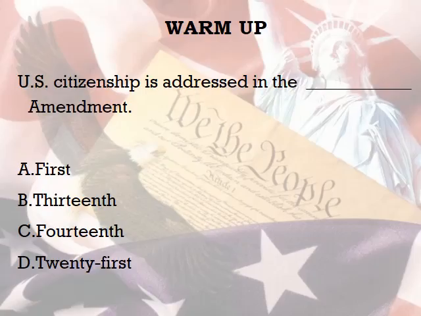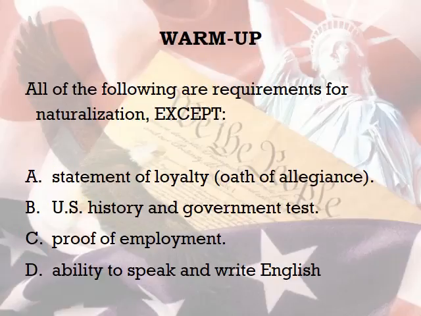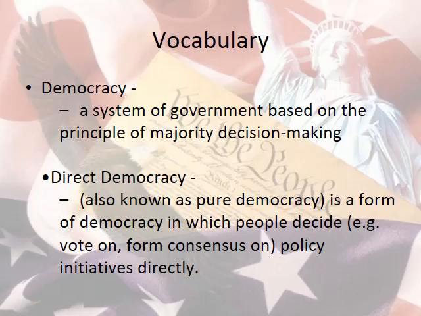If you're watching this, just answer to yourself and see if you get it right. U.S. citizenship is addressed in the blank amendment: 1st, 13th, 14th, or 21st. If you said 14th, you'd be correct. All the following are requirements for naturalization except: a statement of loyalty or an oath of allegiance, U.S. history and government test, proof of employment, or the ability to speak and write English. If you answered C, proof of employment, you'd be correct.